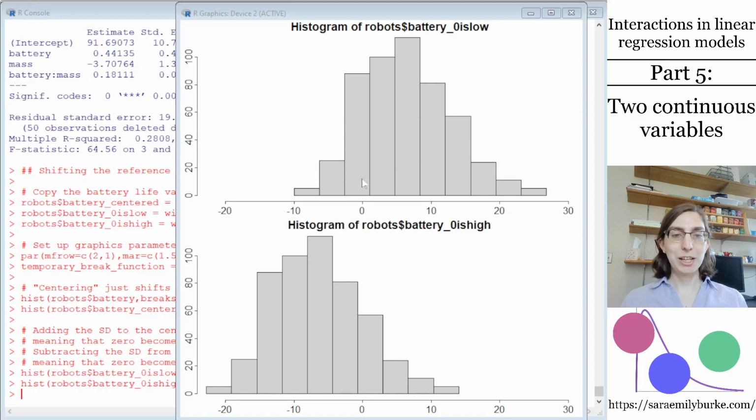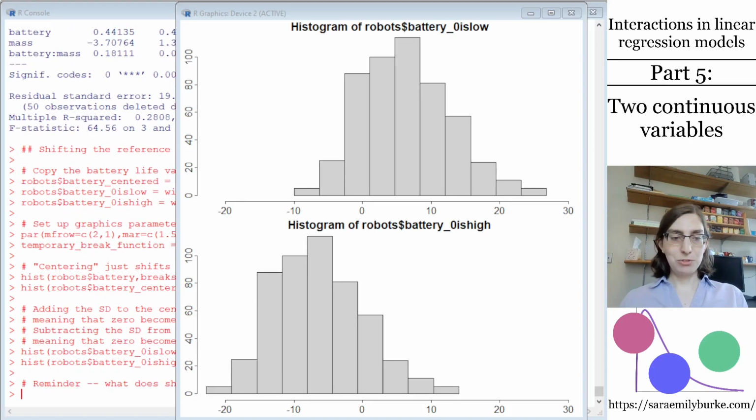So in this top one, I had the centered battery life variable, and I added one standard deviation of battery life to each value, shifting all of them upward by a little bit, so that now 0 is the point 1 standard deviation below the mean. And in the bottom histogram, I shifted all of the values down by a standard deviation when they were previously centered at the mean, so now 0 represents the point 1 standard deviation above the mean. I had to shift the whole set of values up in order to make 0 represent a relatively low value in that distribution. And I had to shift all the values down in order to make 0 fall at the point that's a relatively high value in that distribution.